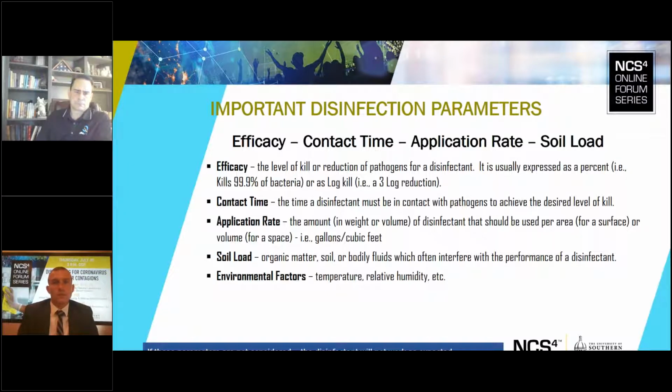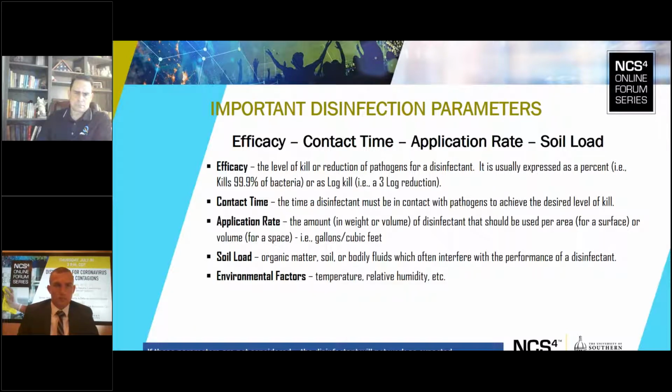Another parameter, probably the most misunderstood parameter in disinfection, is something called a soil load. So in the real world, unfortunately, we're not usually dealing with clean surfaces. The surfaces may have soil, it may have organic matter, or in a lot of cases, the pathogen may be surrounded by bodily fluids, which actually interfere with the performance of a disinfectant. So oftentimes a disinfectant will work really well on a clean surface, but as soon as there's a soil load, then the disinfectant may not work nearly as well. And I'll be explaining that in greater detail in a few minutes as well.